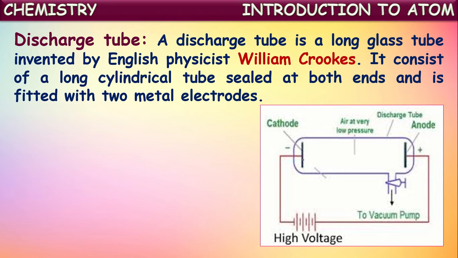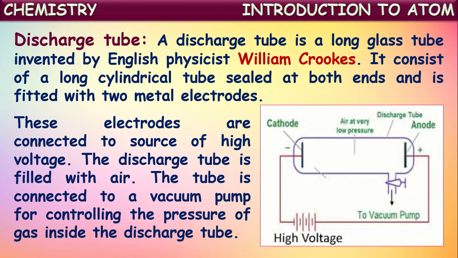Inside this glass tube, two metallic electrodes are introduced, which are used for the passage of high voltage electricity into the discharge tube. These electrodes are connected to a source of high voltage. Here, the electrode or metal rod which is connected to the negative terminal of the high voltage source is said to be the cathode. And the metal electrode which is connected to the positive terminal of the high voltage electric source is called the anode.